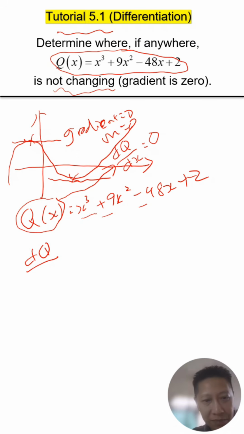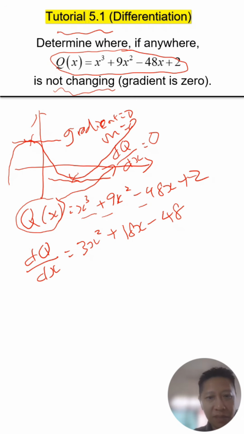We differentiate dq with respect to x here. So we will have 3x squared plus 18x minus 48. This is the derivative of the q function. To find when the curve is not changing, dq with respect to x equals 0.